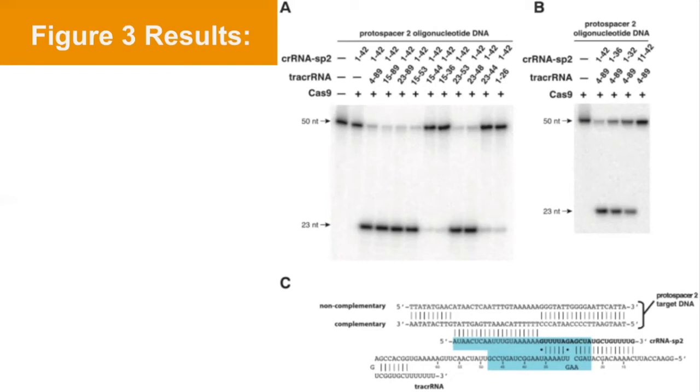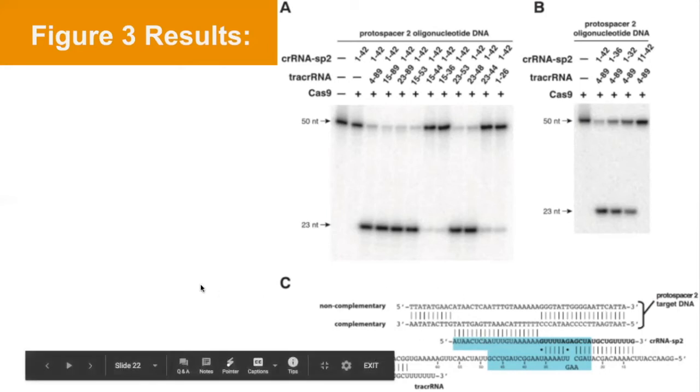What they found was that a substantially truncated version of the tracer RNA retaining nucleotides 23 to 48 of the native sequence, which you can see right here, was capable of supporting robust dual RNA-guided Cas9 catalyzed DNA cleavage. And you can see that both in figure A and figure C down here.